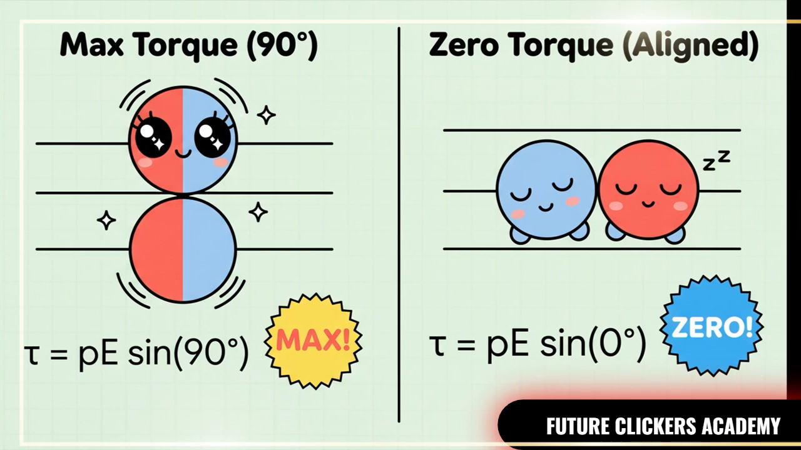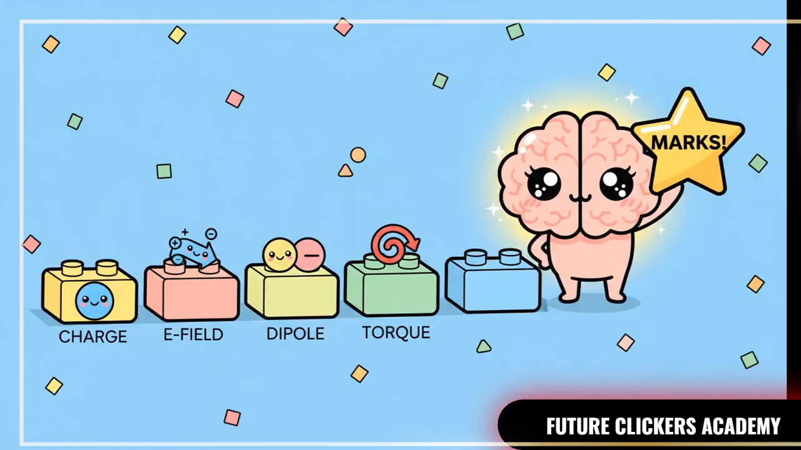And the formula for this torque is tau equals PE sine theta, where P is the dipole moment, E is the field strength, and theta is the angle between them. Now that sine theta is the key. It tells us the torque is at its absolute maximum when the dipole is perpendicular to the field, since sine of 90 degrees is 1, and it's 0 when the dipole is perfectly aligned with the field, because sine of 0 degrees is 0. And there you have it.